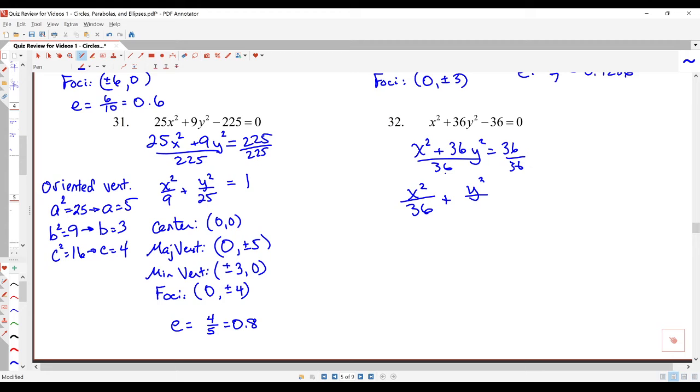I'm going to go ahead and 36 over 36 cancels. You can just have y squared there. If you prefer to have just y squared, that's fine. It's a little bit safer, I think, to put the over 1. This way it's easy to identify the values that you need.